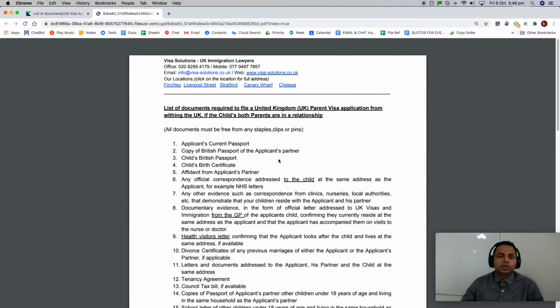So these are all the documents and information that you would need to apply for a parent visa where both the parents are in a relationship. So this is option 1.